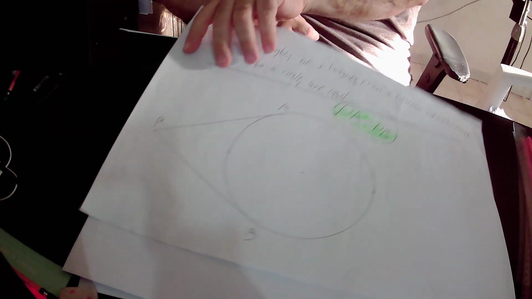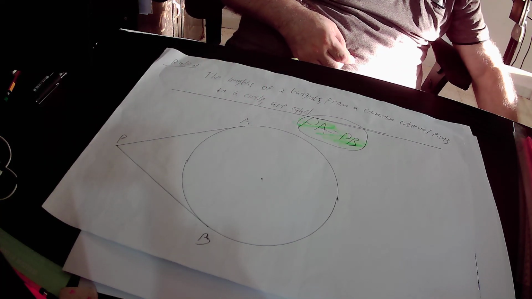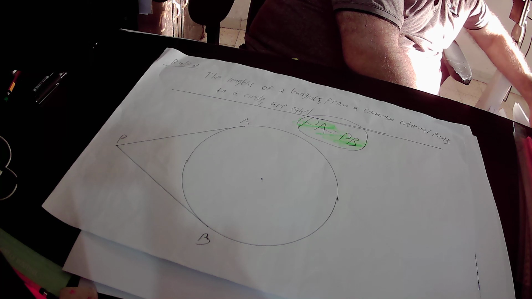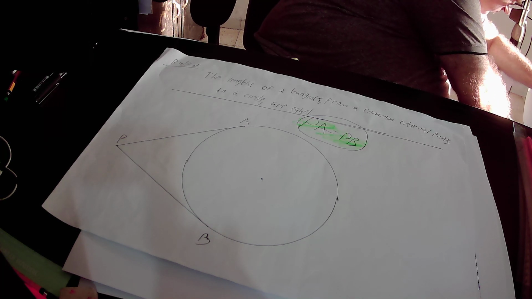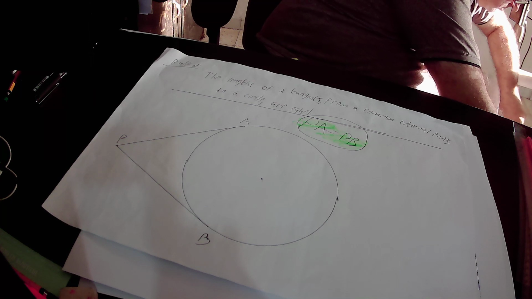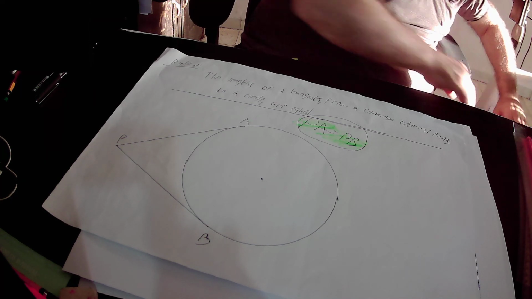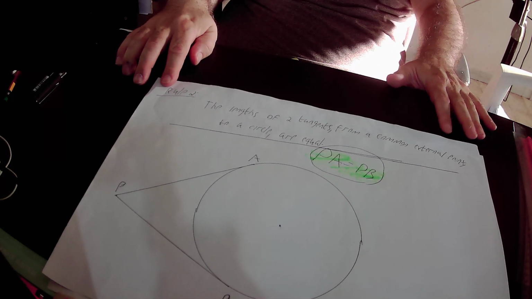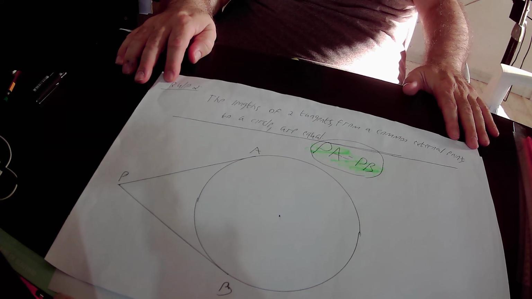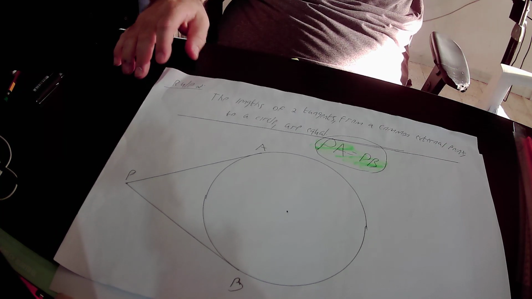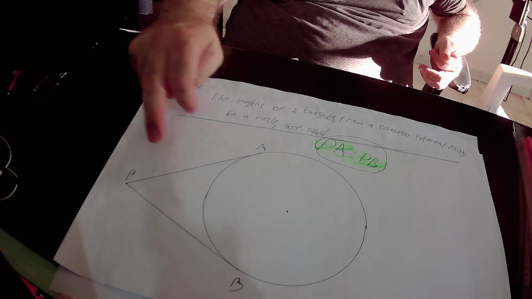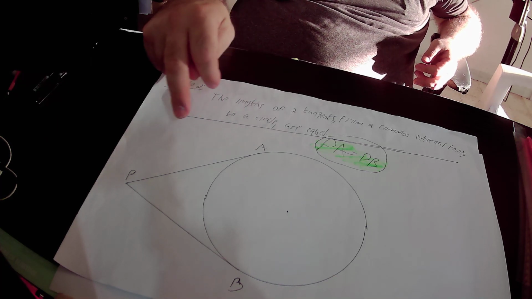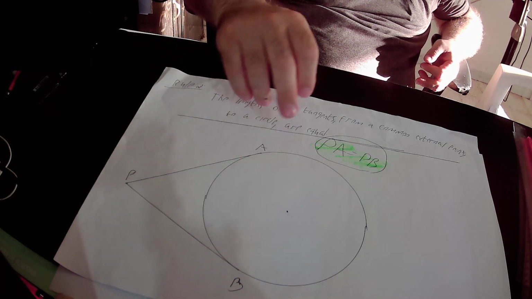This is rule number 2. Repeat again, rule number 2. According to rule number 2, the lengths of two tangents from a common external point to a circle are equal. From the common external point P, we have tangent PA and tangent PB. According to rule number 2, the lengths of those two tangents are equal to each other. That is to say, PA equals PB.